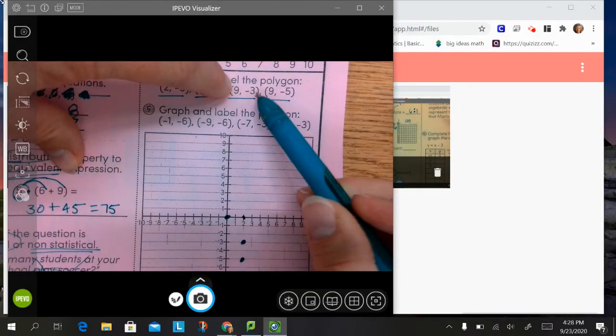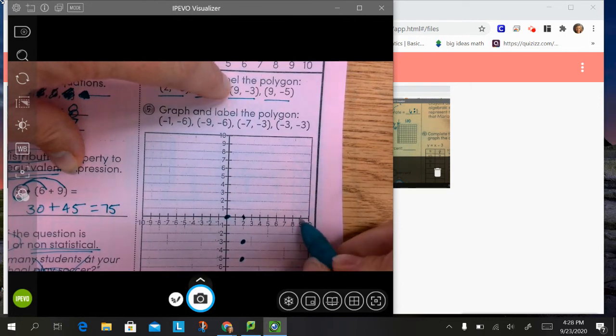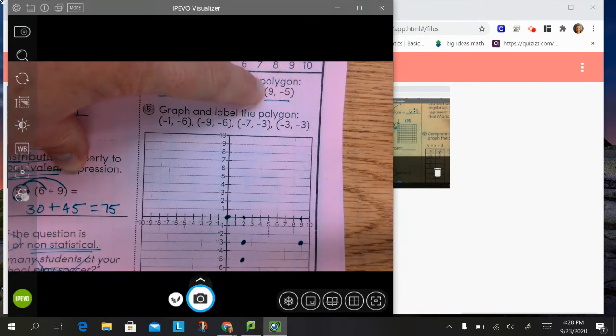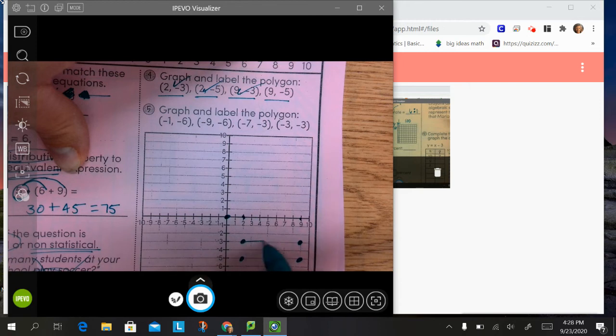Next one, 9, negative 3. So you want to start at 0, go over 9 because it's positive, and then you want to go down 3, and you want to put a dot there. Okay? Next one, 9, negative 5. You're doing good. Start at 0, go over 9, and you want to go down 5, and you want to put a dot. And they say graph and label the polygon. Well, you went ahead and you labeled where these points are, but in order to make the polygon, you need to connect those vertices and make those line segments, okay? And look, you made a rectangle. Good job.